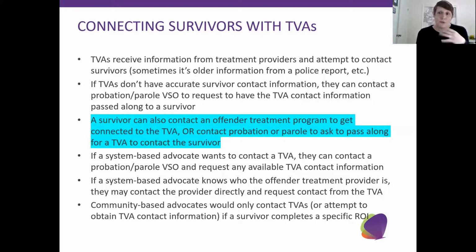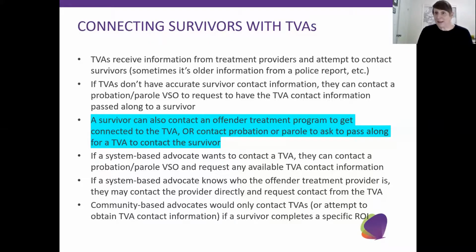So if a survivor is trying to figure out, like, how do I find out anything about offender treatment? I'm not sure. If they happen to know somehow, and again, this information might come in a variety of ways, what offender treatment program an offender is going to, they can call that directly and say, hey, can I have the TVA call me? Here's my contact information. Or if they happen to know which probation parole department an offender is affiliated with, contacting the VSO there to say, hey, I want to find out how to learn more about offender treatment.